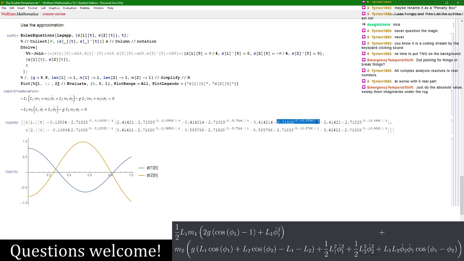So these are oscillatory functions. Oscillatory is what we want, but it's manifestly complex. Okay, emergency says, just do the absolute value, sweep them imaginaries under the rug, right?